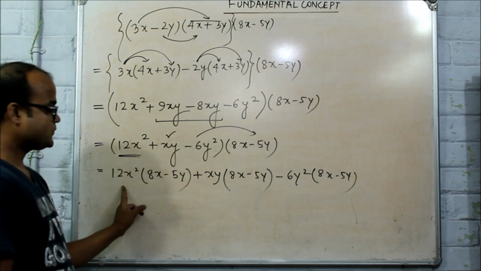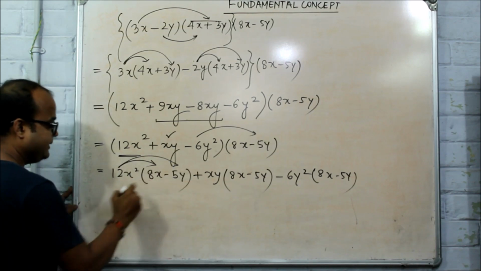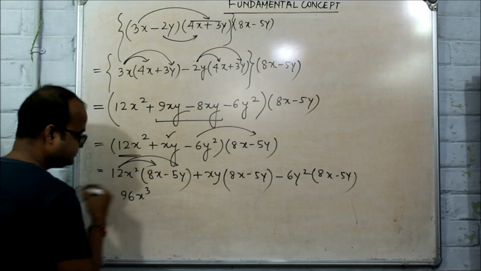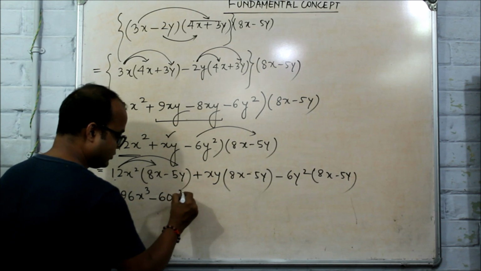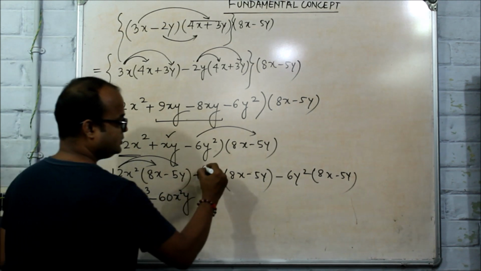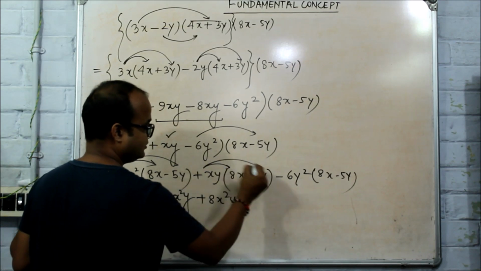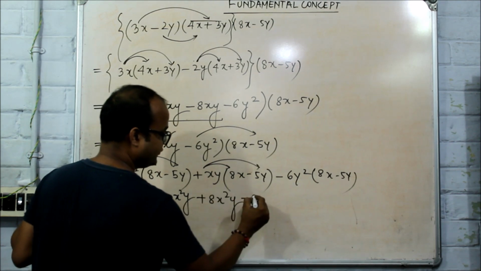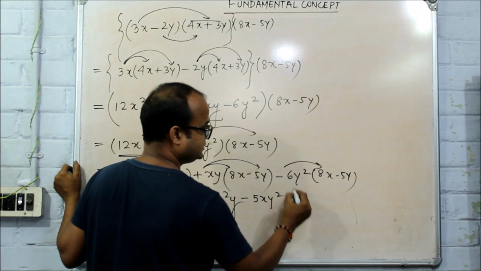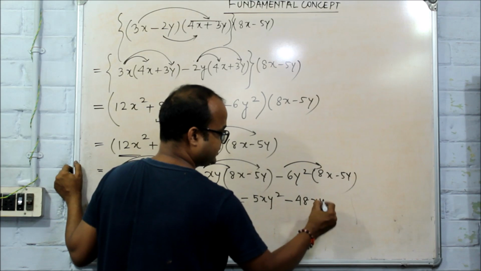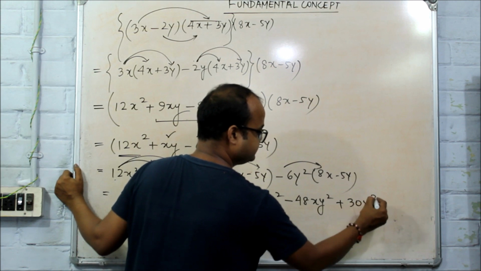Now we multiply these two. So 12 8s are 96x cube, plus minus minus 12 5s is 60x square y. If you multiply these two, plus 8x square y, plus minus minus 5xy square, minus 48xy square, minus minus plus 30y cube.